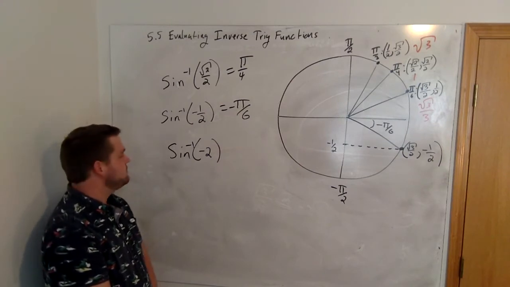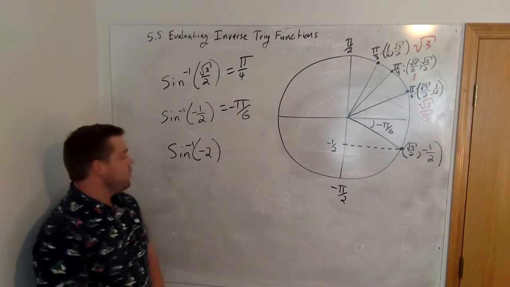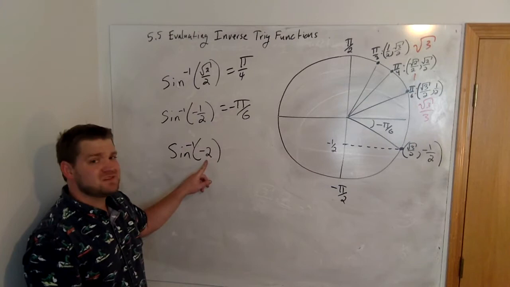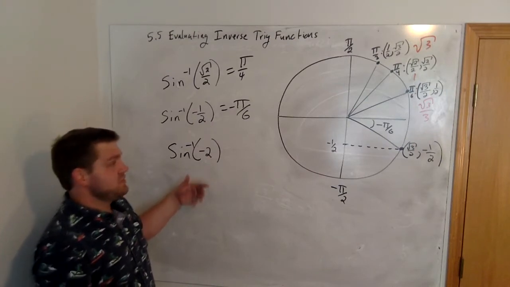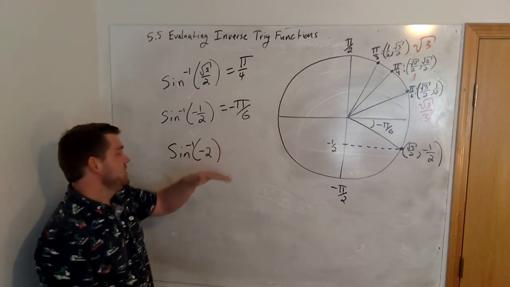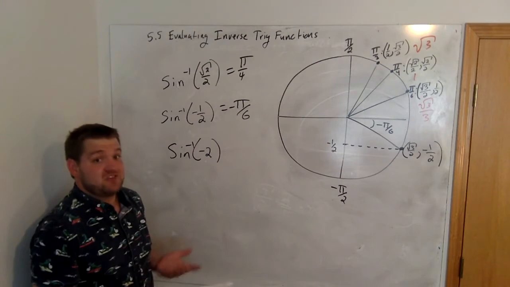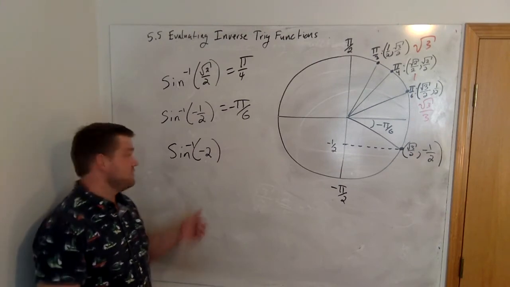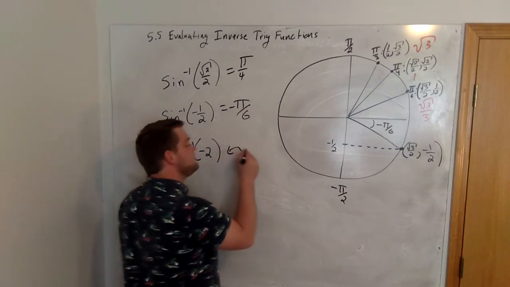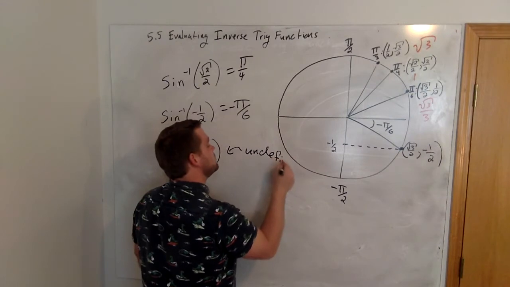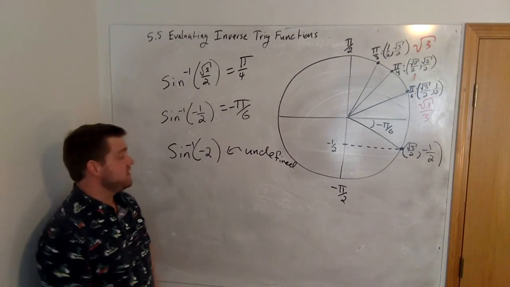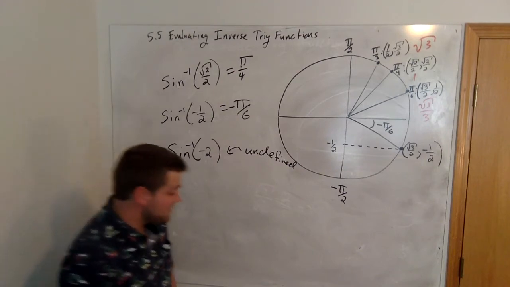So this is asking us, what angle gives me a height on the unit circle of negative 2? This doesn't make any sense because the sine function only spits out ratios between 1 and negative 1. So sine inverse only eats ratios between negative 1 and 1. So I can't plug in negative 2 into the sine inverse. This is undefined. There is no height on the unit circle of negative 2. Let's do some more examples.